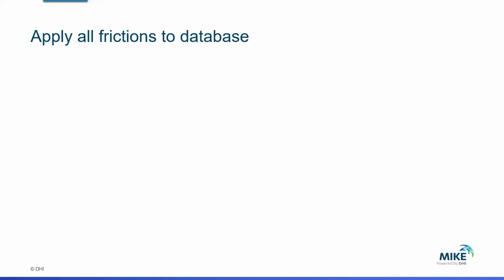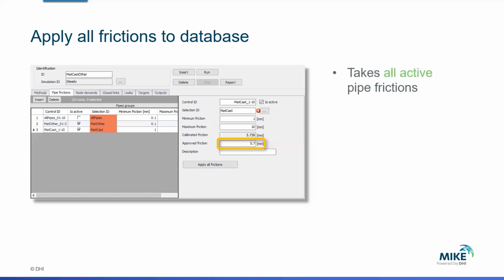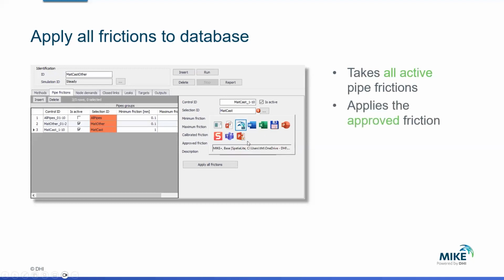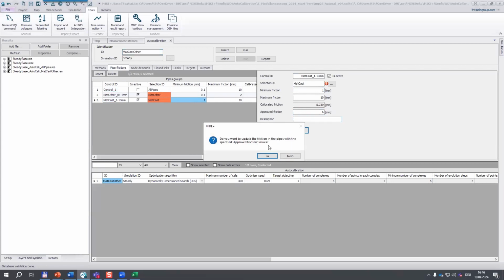Oh no, sorry. We can still apply all frictions to the database, and we should do that because it takes all active pipe frictions, not the inactive ones, and it applies the approved frictions. So if you go back to the model and we look at the pipe frictions, we have those two here, 0.6, well, 3.5, I would probably use 0.6. And for cast iron, 5.7. Oh, 6 is probably good enough. And apply all frictions means apply all active frictions.